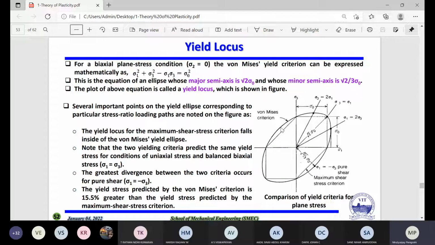But sometimes we cannot calculate in a proper way, so that's why we are going for the empirical relation. So in that case, you have to think that maybe somewhere we have to assume. Similarly, for the biaxial plane stress condition, if you are assuming sigma 2 equal to 0, whatever we have derived in the Bernoulli's criteria, mathematically you can derive sigma 1 square plus sigma 3 square minus sigma 1 into sigma 3 equal to sigma 0 square.